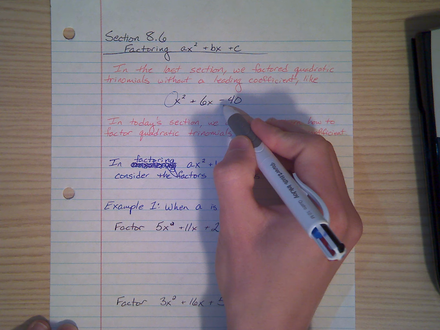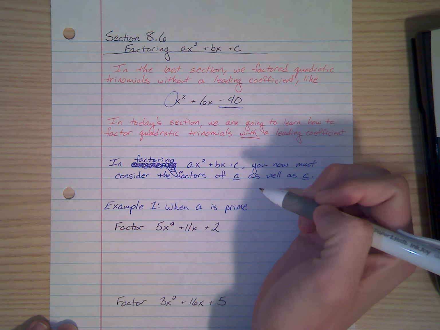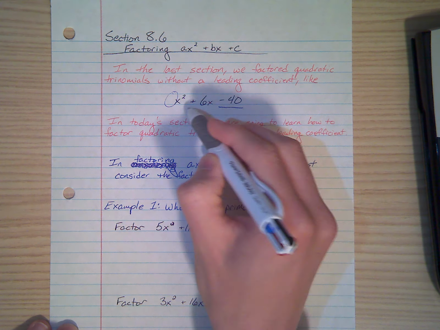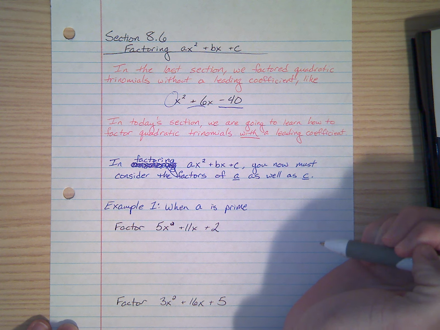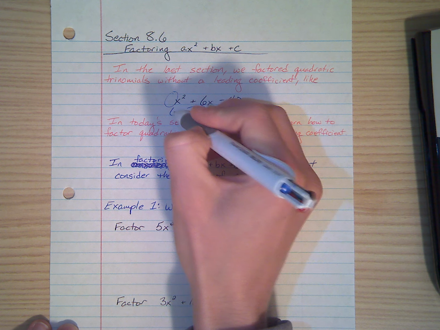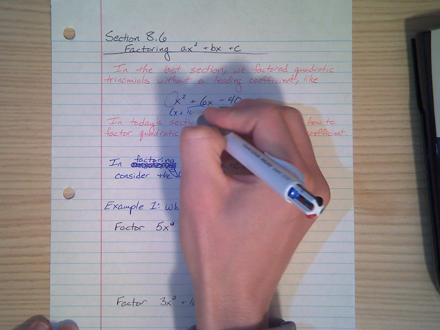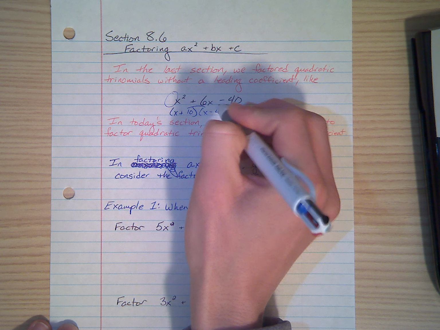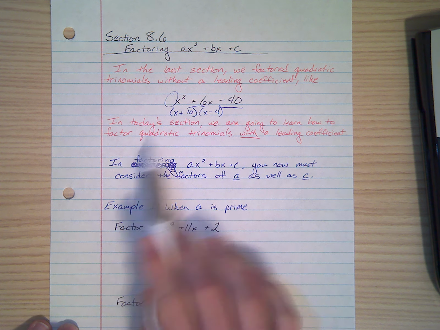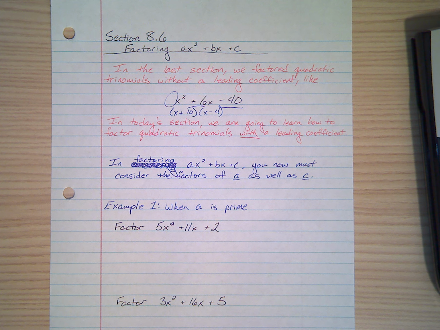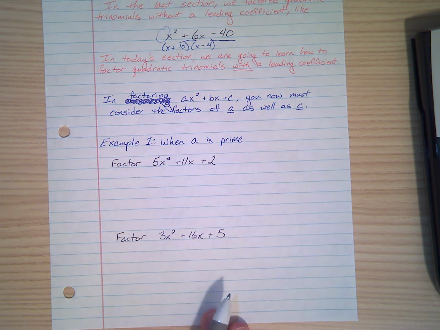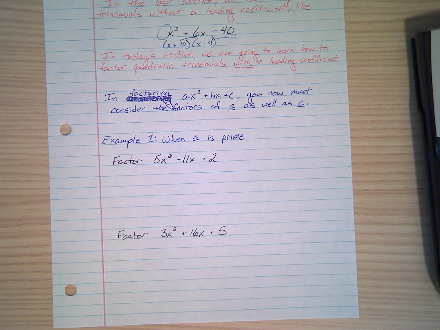All we had to do for that was consider the numbers that multiplied together to make negative 40 that would add up to that middle term, positive 6. So in this case, it would just be x plus 10 and x minus 4. That was it. Okay. In today's section, we're going to learn how to factor quadratic trinomials with a number in front. This is more difficult, but the more you practice it, the more you will get the hang of it.